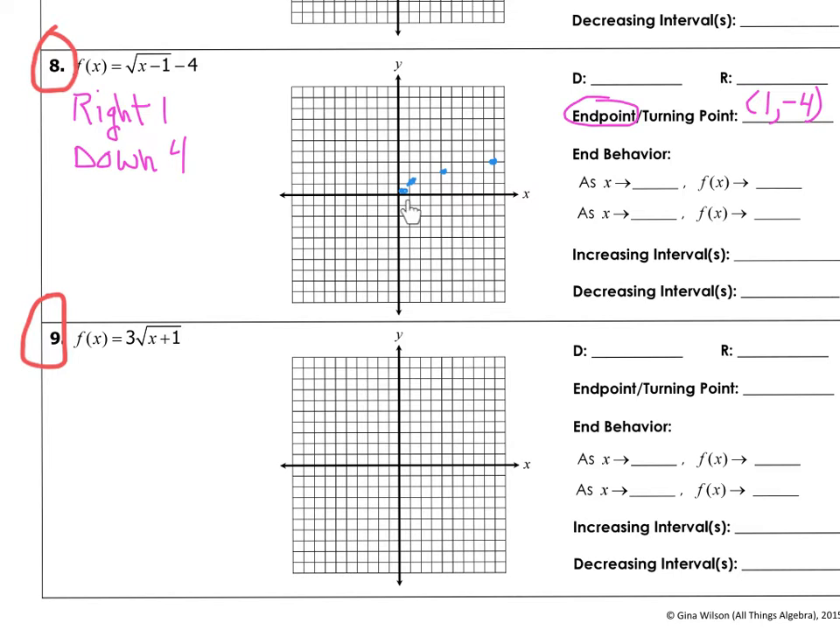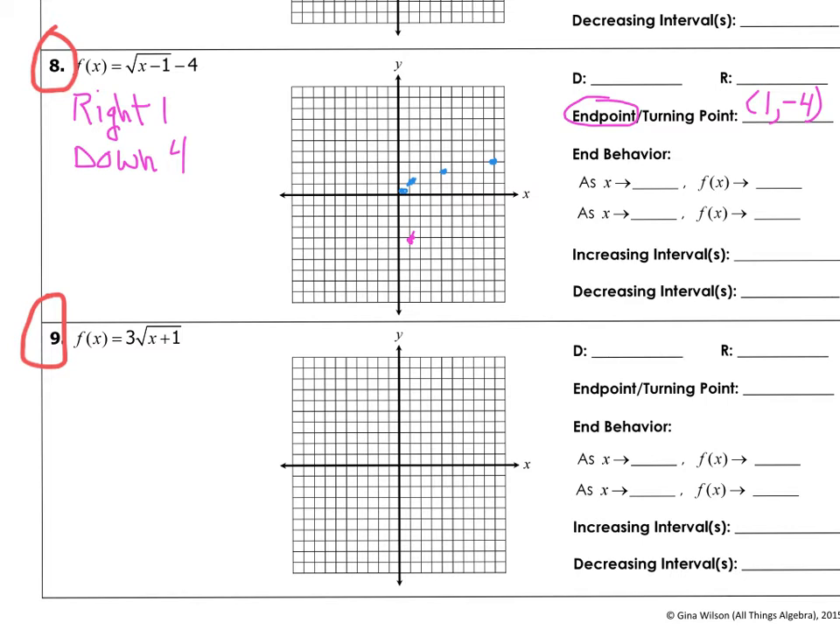So what I want to do is take all 4 of these points and shift each one of them right 1 and down 4. So here we go. Our endpoint is going to go right 1 and down 4. So it's going to be right here. And notice that that is our endpoint here.